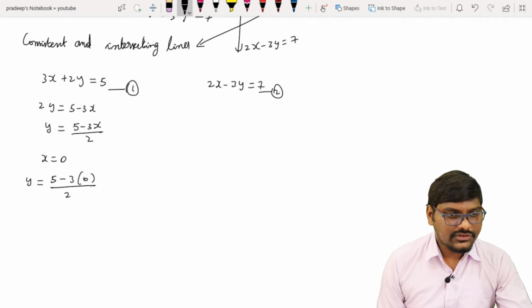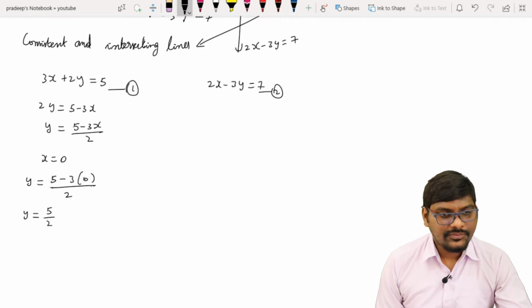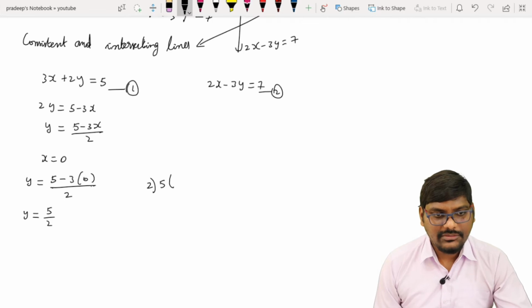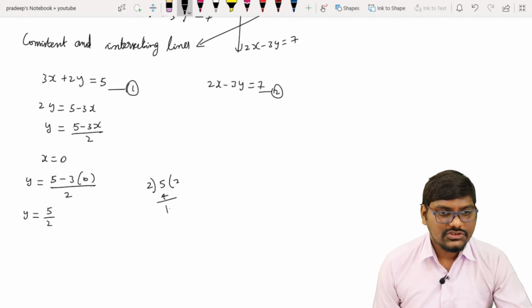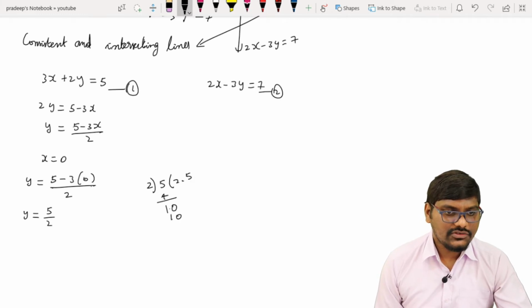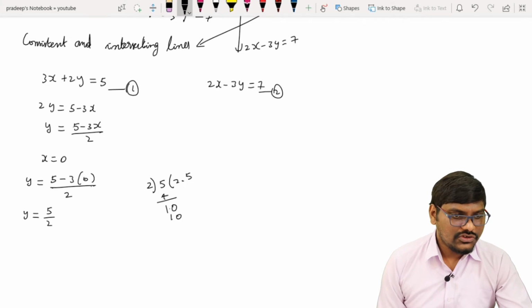So I'll be getting y is equal to 5 minus 3 into 0, which is 0. So I'll get 5 by 2. 5 by 2 in the sense we can take 2 and divide 5 by it. 2 2s are 4, 1 is the remainder, so you can keep a point and 0 here. 2 5s are 10. So we got 2.5 as the value. So here for y we are getting 2.5.